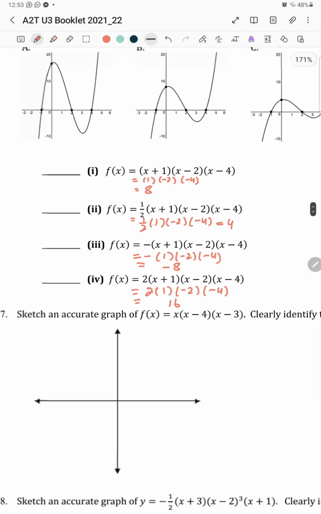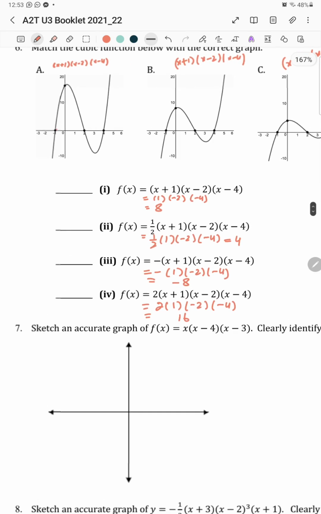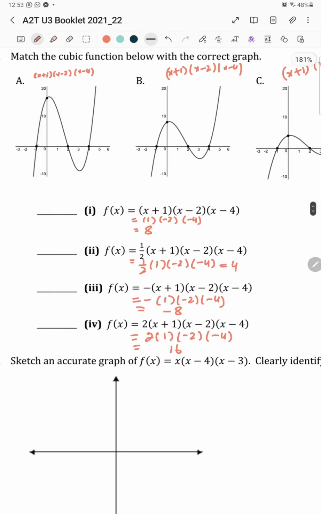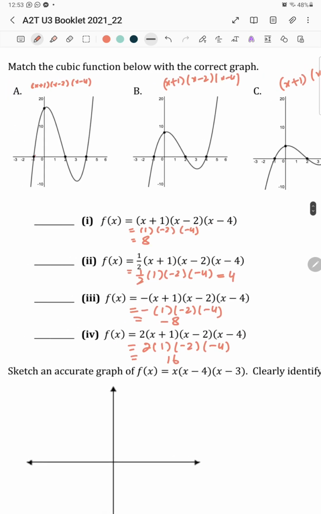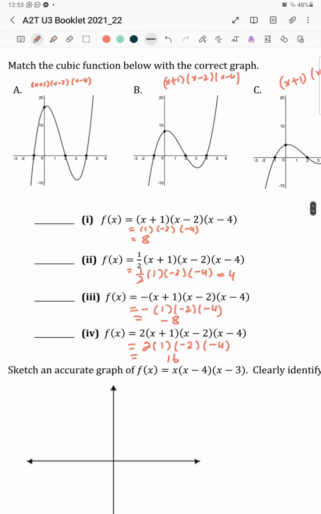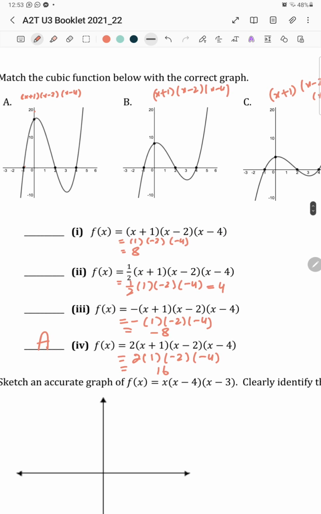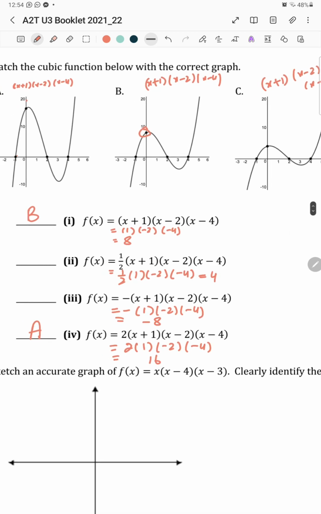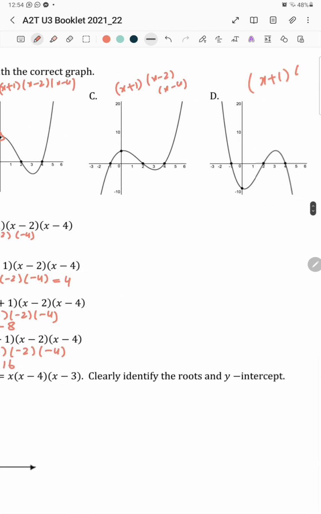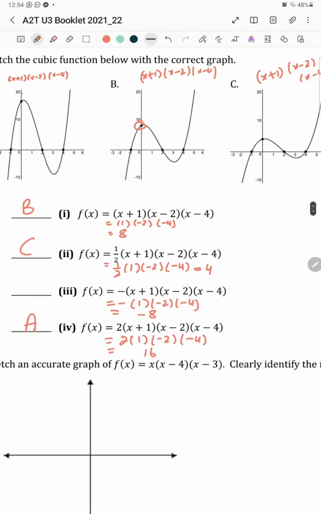So once we get the y-intercept, it's very easy to calculate because the y value is 8. A is equal to 16 is in figure A. Here it is 8. Here it is 4 in C, and in D it is negative.